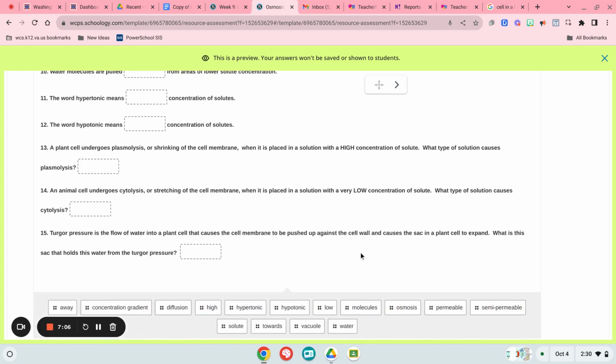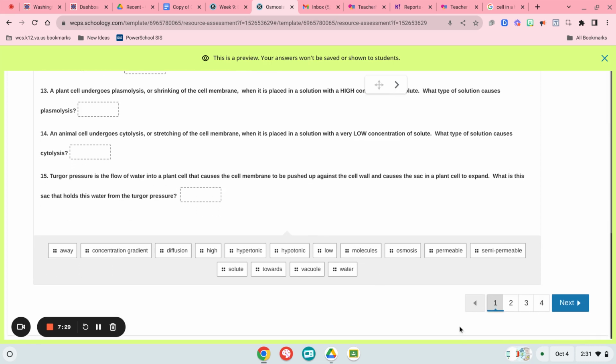And number 15, turgor pressure is the flow of water into a plant cell that causes the cell membrane to be pushed up against the cell wall and causes the sac in a plant cell to expand. So what is the name of this sac or this bubble that helps to maintain this turgor pressure by holding in the water?